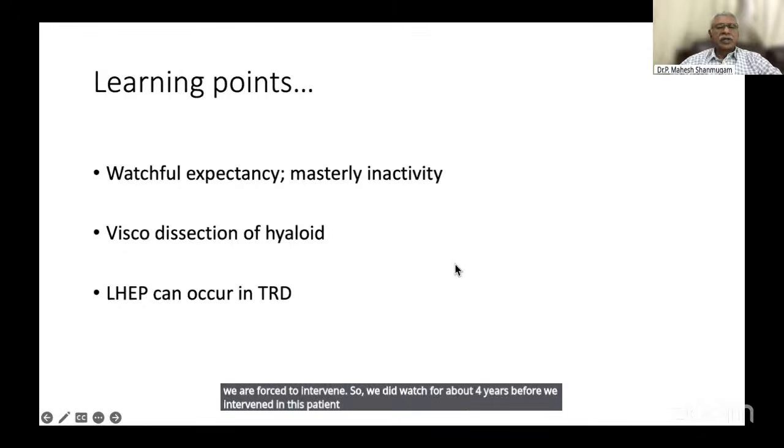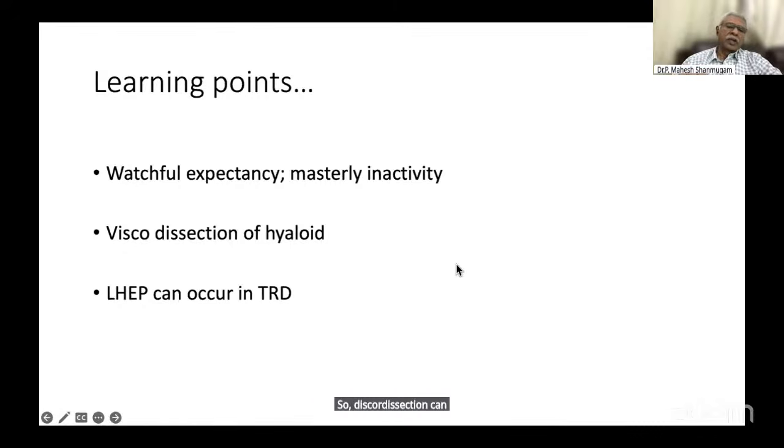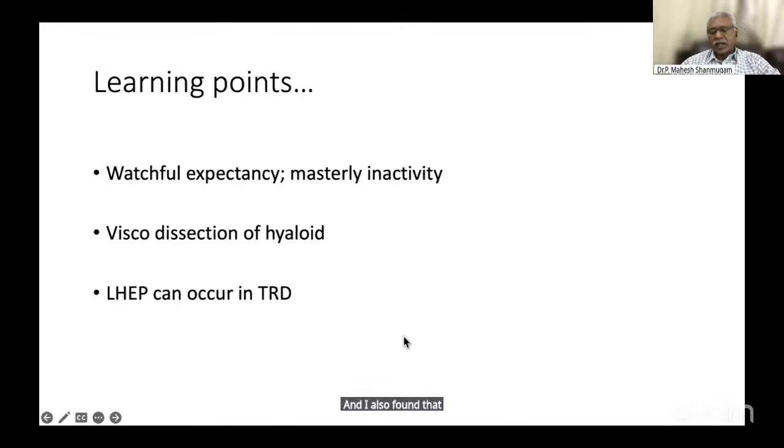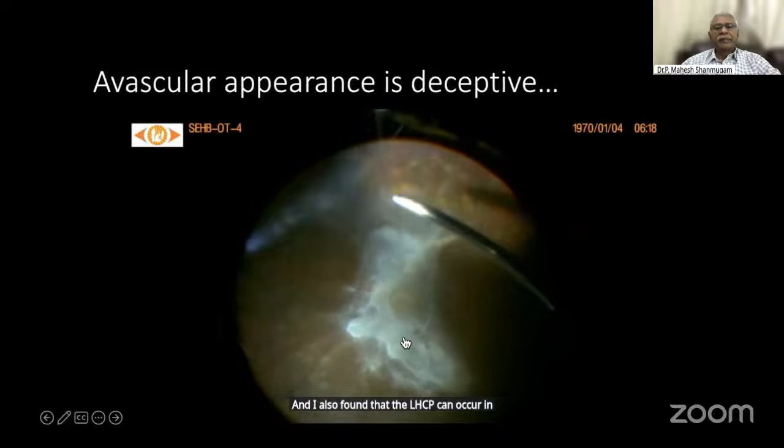So viscodissection can be done. So create a small opening in the hyaloid when the hyaloid is completely plastered, and very gently inject viscoelastic through that, and it kind of separates, lifts the hyaloid, allowing us to do the surgery, dissect the fibrous tissue from the fibrous proliferations. And I also found that the LHCP can occur in TRD from this patient.